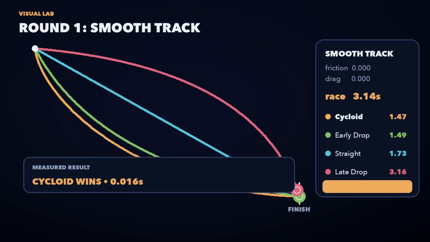Watch the replay at half speed. Orange opens its advantage near the start, not near the finish. That early speed is why a longer path can arrive first.